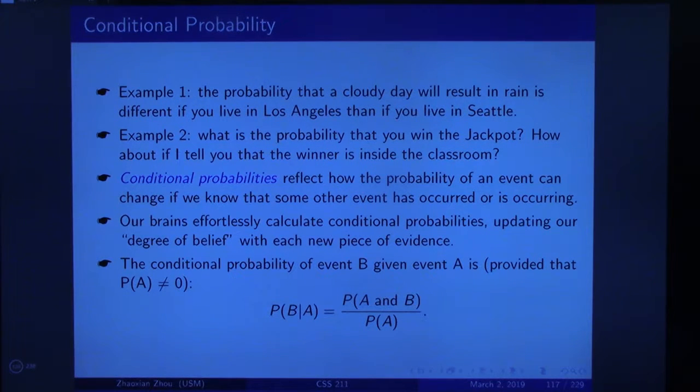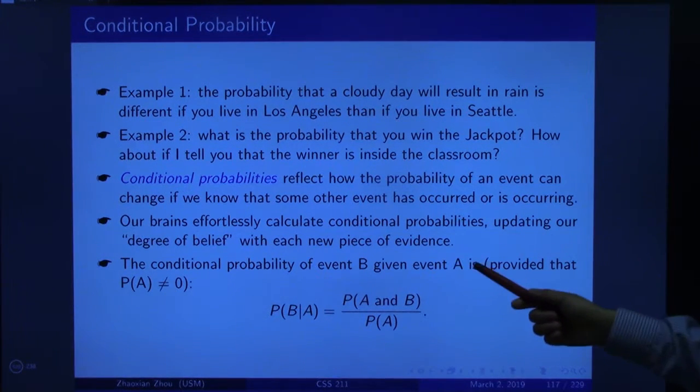Actually, conditional probability is more frequent than you may think. For example, if the outside is cloudy, I ask, is it going to rain or not? Now your answer depends on where you are. If you are in Los Angeles or if you are in Seattle, the probability may be different. Or another example is if you are in a tropical region or in the desert, definitely your answer will be different too.